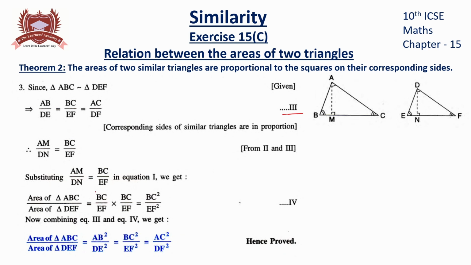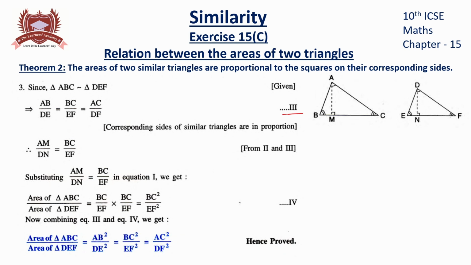So we substitute this in the first equation. In the first equation we had AM upon DN multiplied by BC upon EF. Replacing AM upon DN with BC upon EF, we get BC square upon EF square. Now from equation 3 and equation 4, since BC upon EF is equal to AB upon DE is equal to AC upon DF, their squares are also going to be equal. So we can substitute their squares and we'll get area of ABC upon area of DEF is equal to AB square upon DE square is equal to BC square upon EF square is equal to AC square upon DF square.